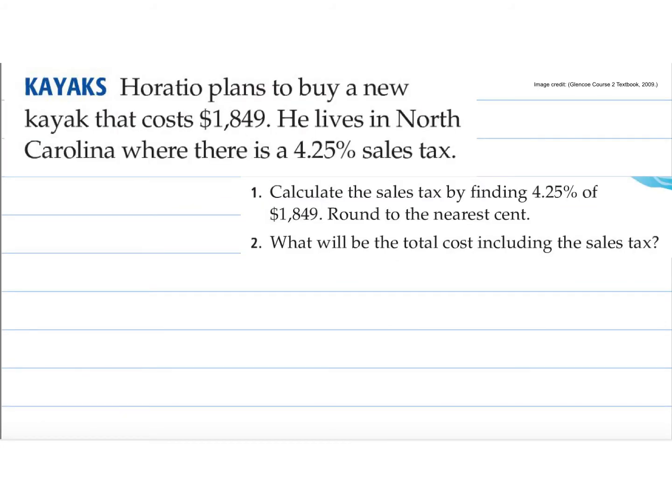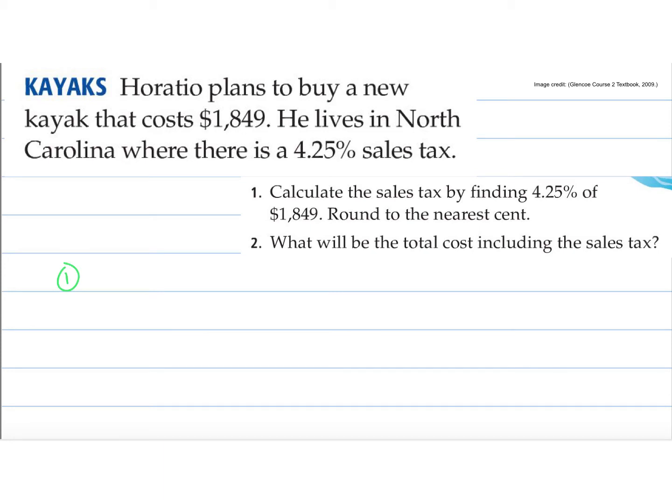Okay, again, pause, write down the problem, and then follow along on solving it. So, Horatio plans to buy a new kayak that costs $1,849. He lives in North Carolina, where there is a 4.25% sales tax. We have two things that we need to do. Calculate the sales tax, round it to the nearest cent, and then we are going to figure out the total cost. So number 1, just finding how much he's going to pay in tax.